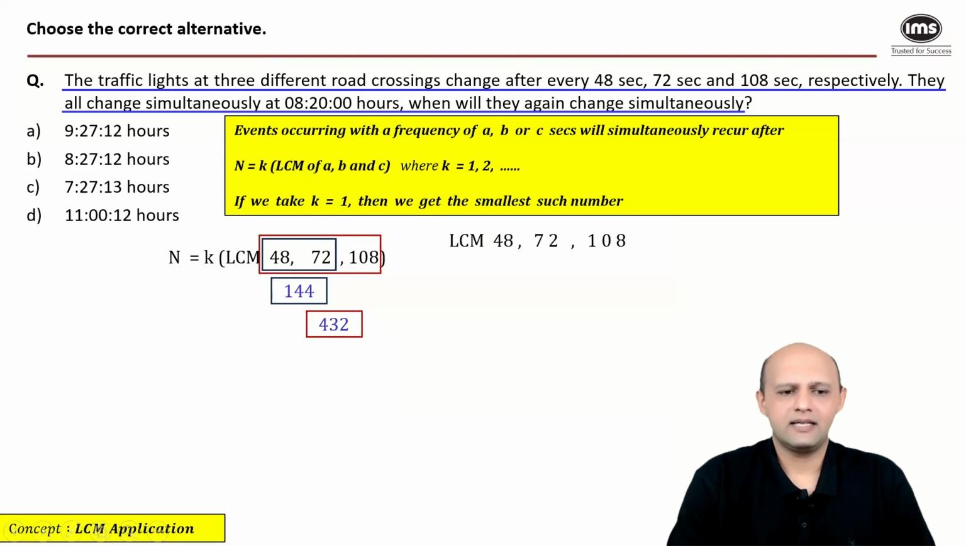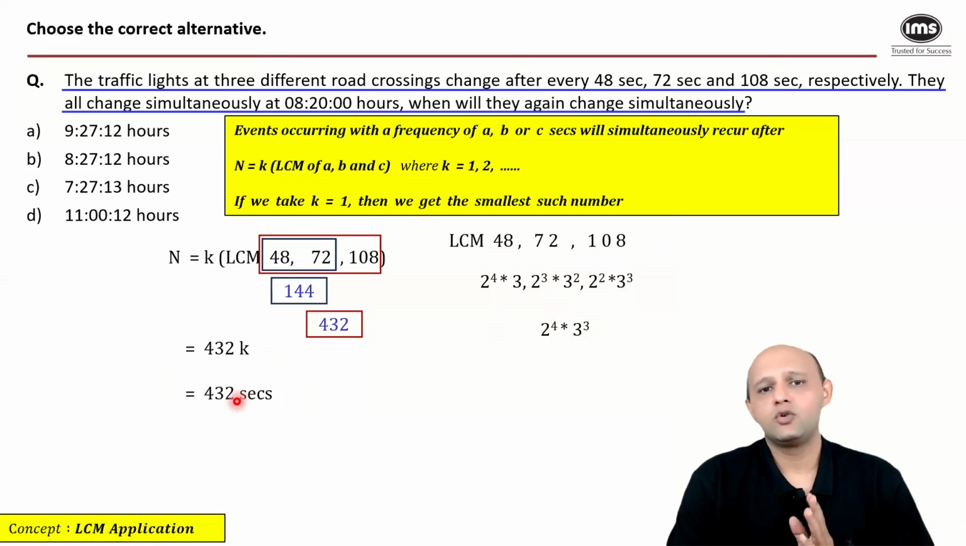Or if you want to go ahead calculating the LCM by prime factorization, that also works. 48, 72, 108 can be prime factorized as 2 raised to 4 into 3, 16 times 3, 2 cube times 3 square, 8 into 9, 2 square times 3 cube, 27 into 4. What would be the LCM? 2 raised to 4 times 3 raised to 3, which is 16 into 27, 432. Okay, now let us continue. 432k is what we've arrived at. Substitute k as 1. You get 432 seconds.